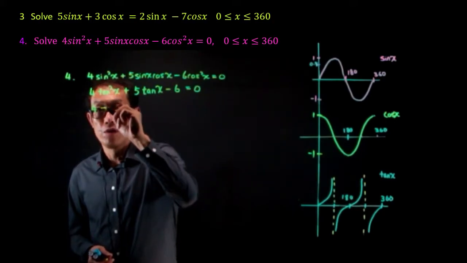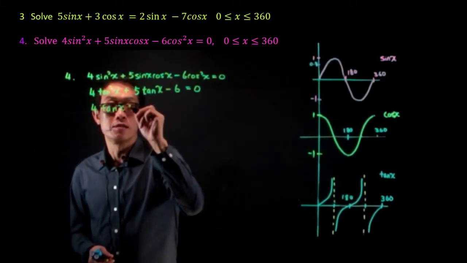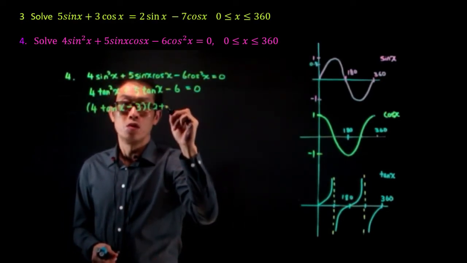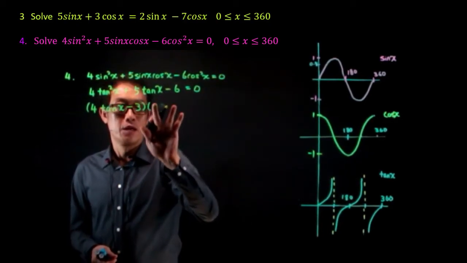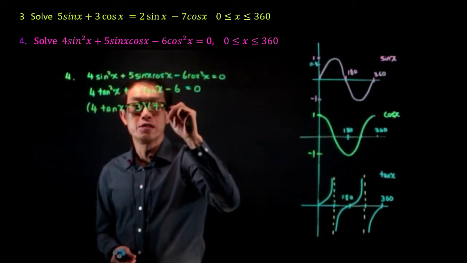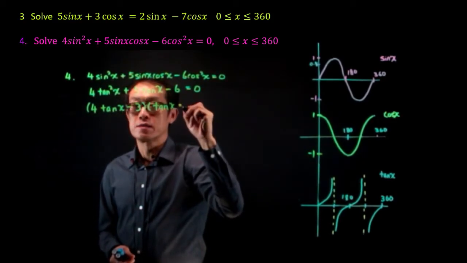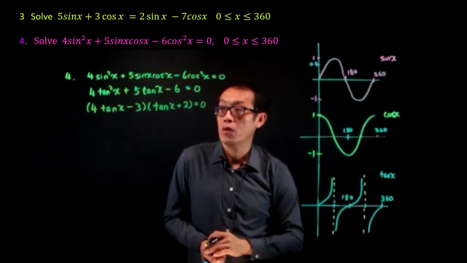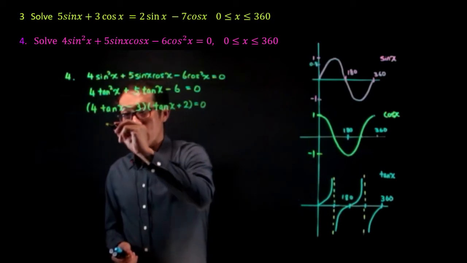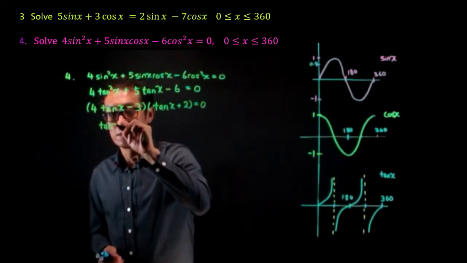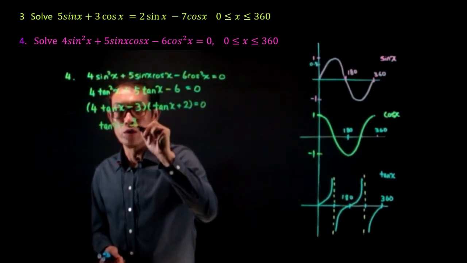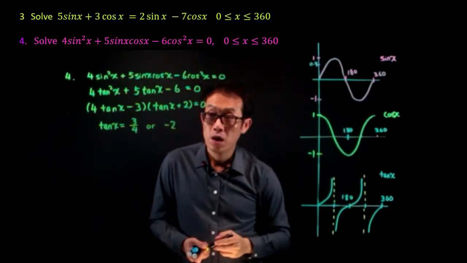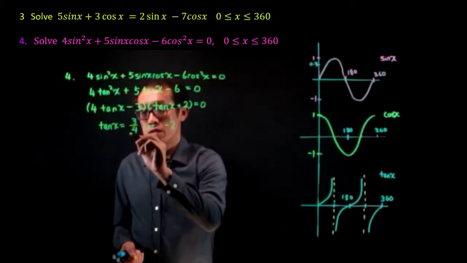So you got 4 tangent x minus 3, 2, oh sorry, this is 1. So you have tangent x plus 2 equals to 0. Okay, so to solve this, you will have tangent x equals to 3 over 4 or minus 2. Now let's solve this first.